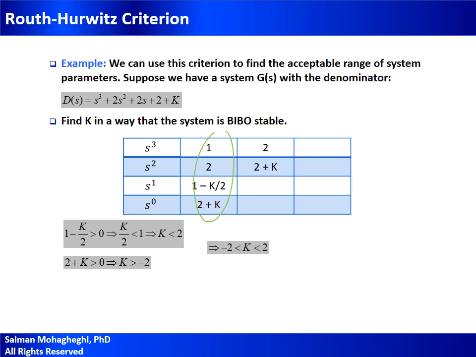And also 2 plus k has to be greater than 0, which shows that k has to be greater than negative 2. If I put these two together, that means k must be between negative 2 and 2 in order for this system to be bounded input, bounded output stable.